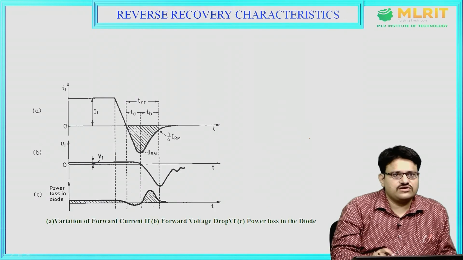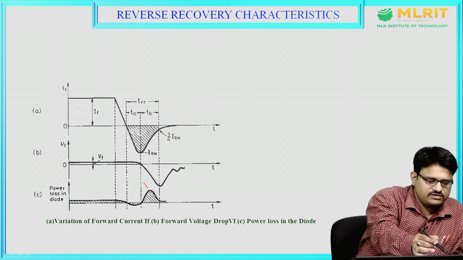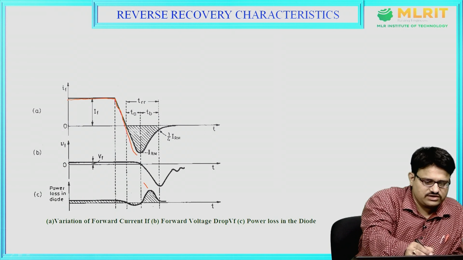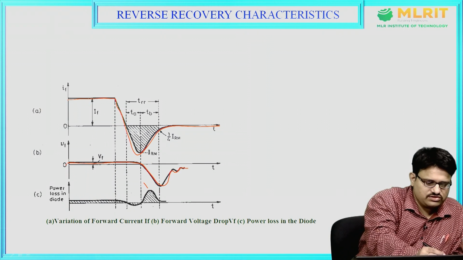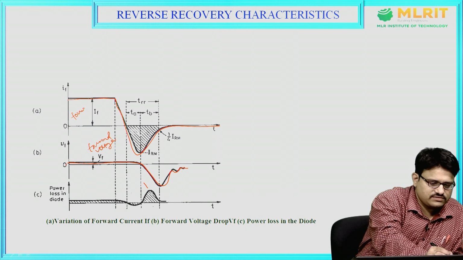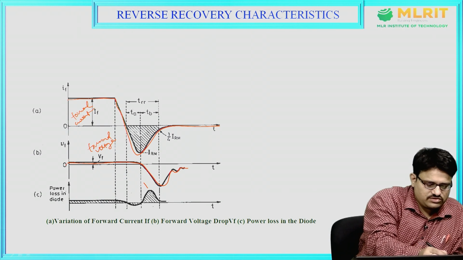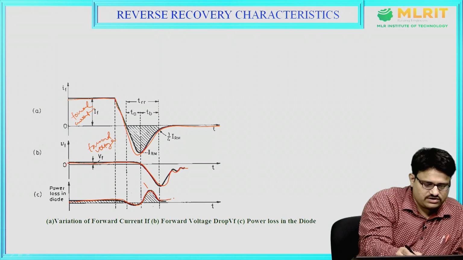Reverse recovery characteristics: here we see the variation of forward current IF. It goes like this, and like this. This is the forward voltage and this is the forward current, and this is the power loss in the diode.